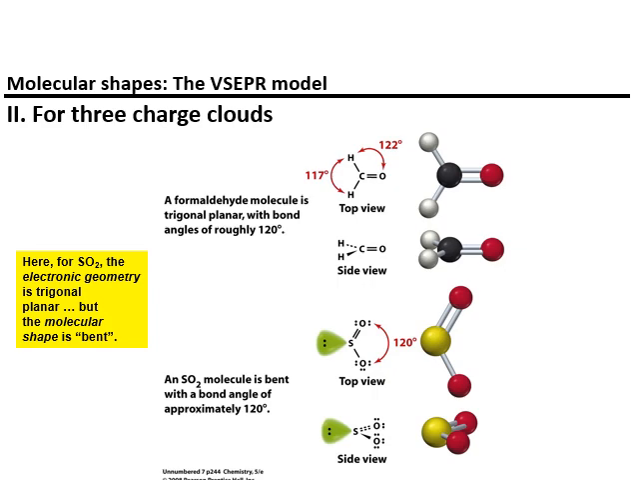As we go from 3 to 4 to 5 to 6, there will be other possibilities. But the electronic geometry for 3 is always trigonal planar. Okay, next slide.